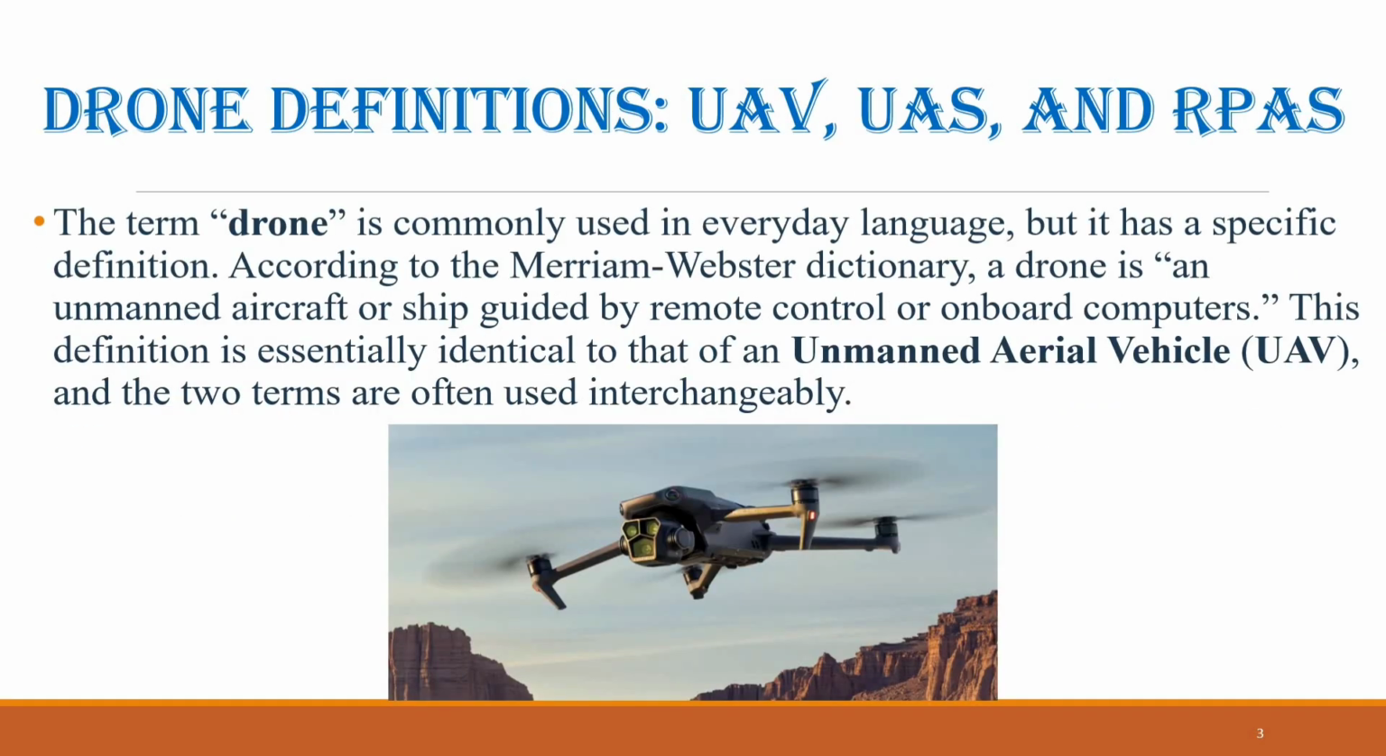Drone definitions, UAV, UAS, and RPAS. The term drone is commonly used in everyday language, but it has a specific definition. According to the Merriam-Webster dictionary, a drone is an unmanned aircraft or ship guided by remote control or onboard computers. This definition is essentially identical to that of an unmanned aerial vehicle, UAV, and the two terms are often used interchangeably.